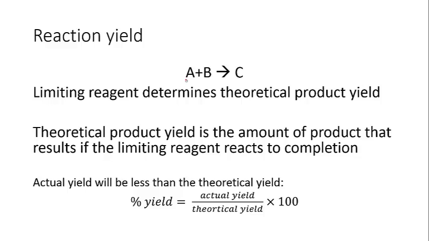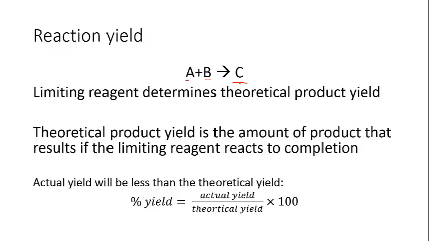So one of these in this chemical expression is going to be a limiting reagent. The theoretical yield for this chemical reaction is a result of one of these chemicals, either A or B, and we haven't determined which is the limiting reagent yet, reacting all of the way to completion to form the maximum amount of product, which is C.